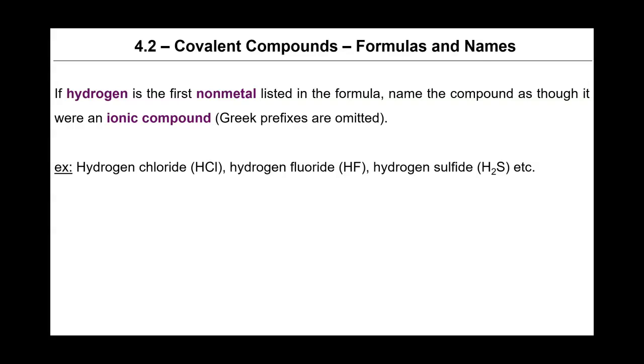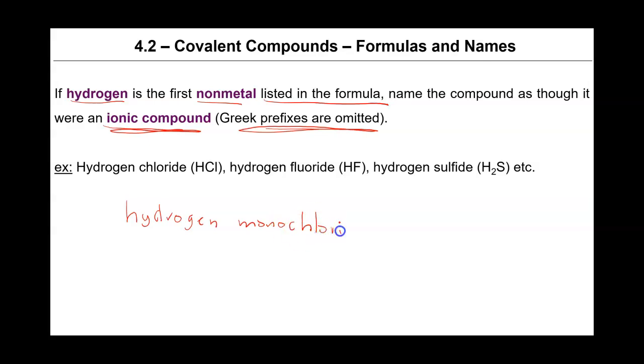This is an interesting one. If hydrogen is the first nonmetal listed in the formula, we're going to name it as though it was an ionic compound, which basically means that we're not going to put in any Greek prefixes. So, rather than writing hydrogen monochloride, we're going to drop the mono and just call it hydrogen chloride. Rather than writing hydrogen monofluoride, we're just going to call it hydrogen fluoride.